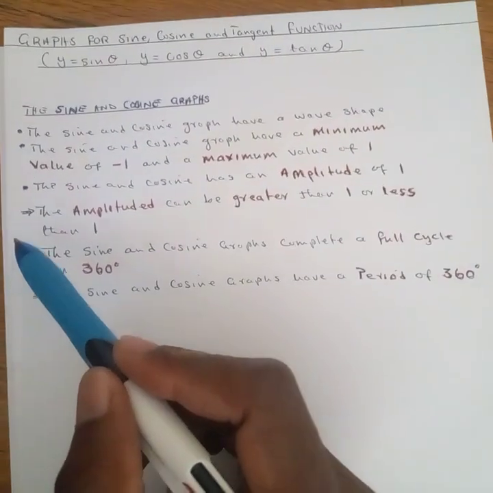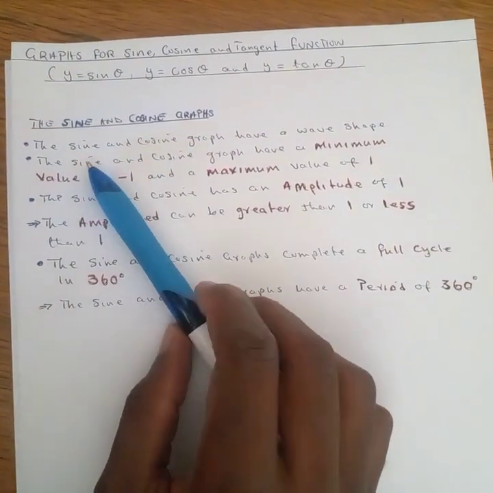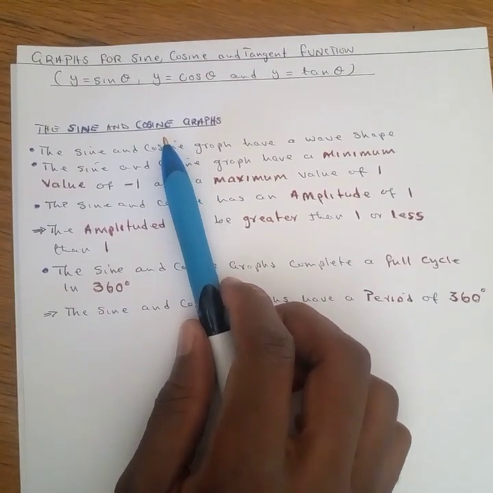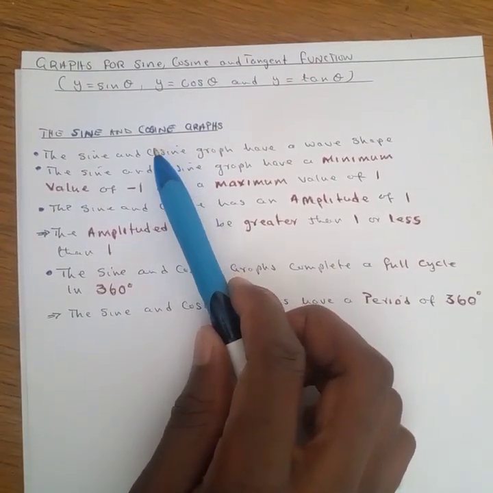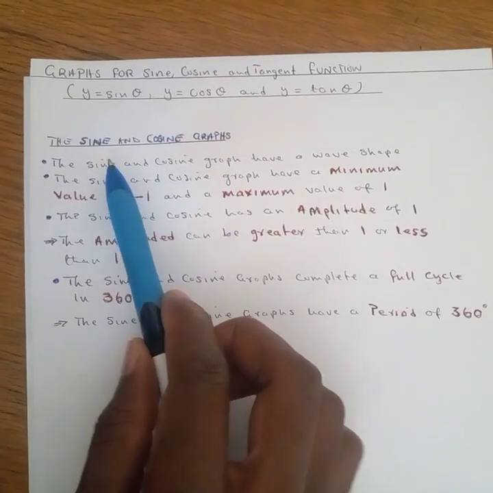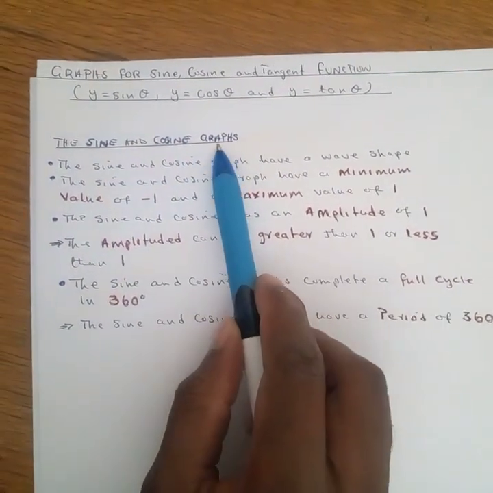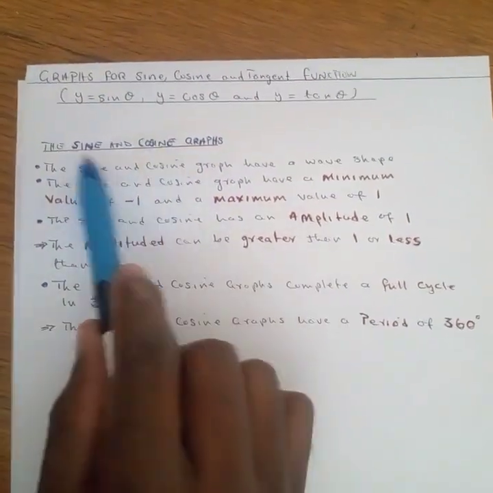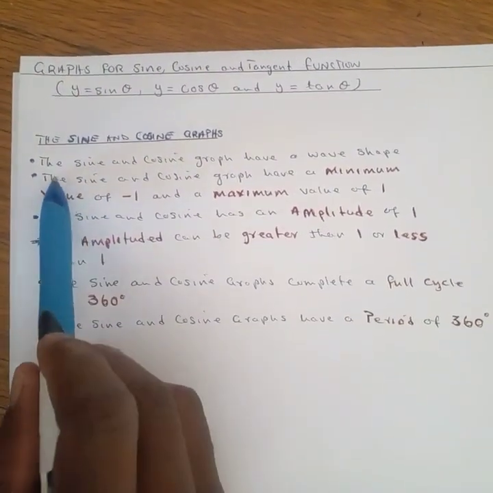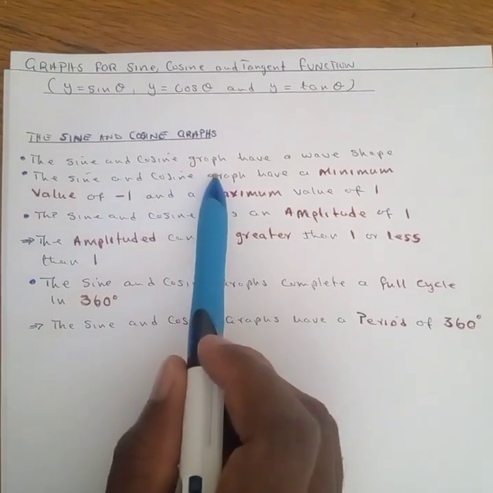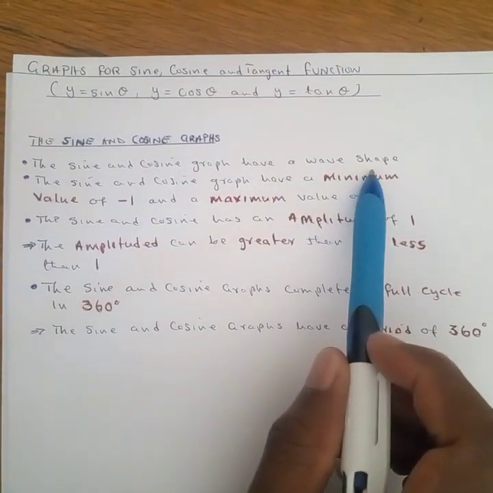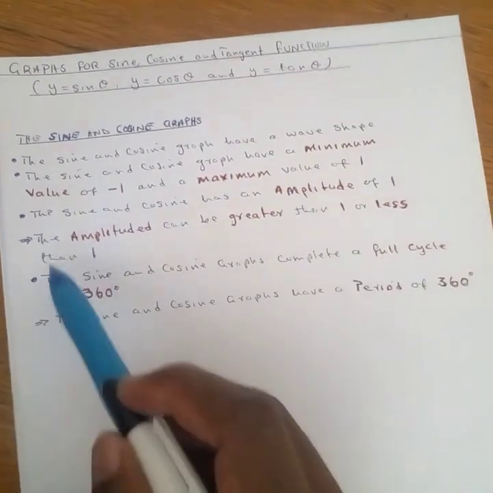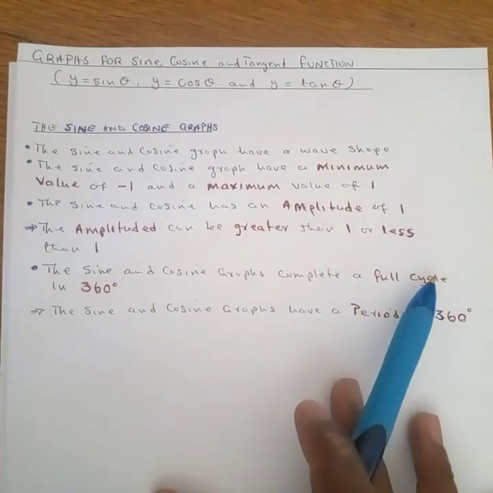To begin with, we need to understand certain concepts that will guide us on how to draw the sine graph and the cosine graph. The first thing that we should take note of are the following concerning the sine and the cosine graphs. What should you know before you draw the graph of these two functions? Number one, the sine and cosine graph have a wave shape. Meaning it's supposed to be a wave shape.